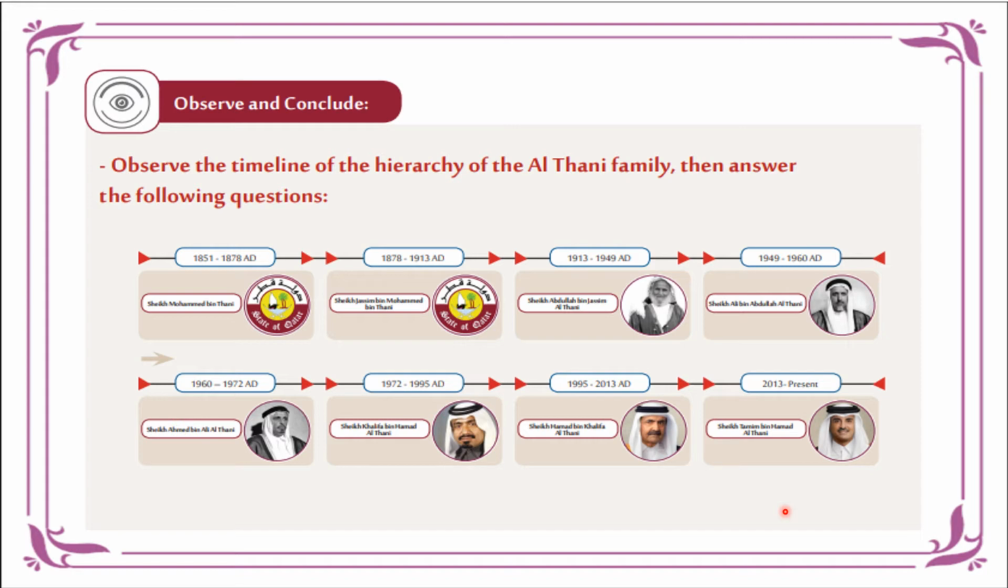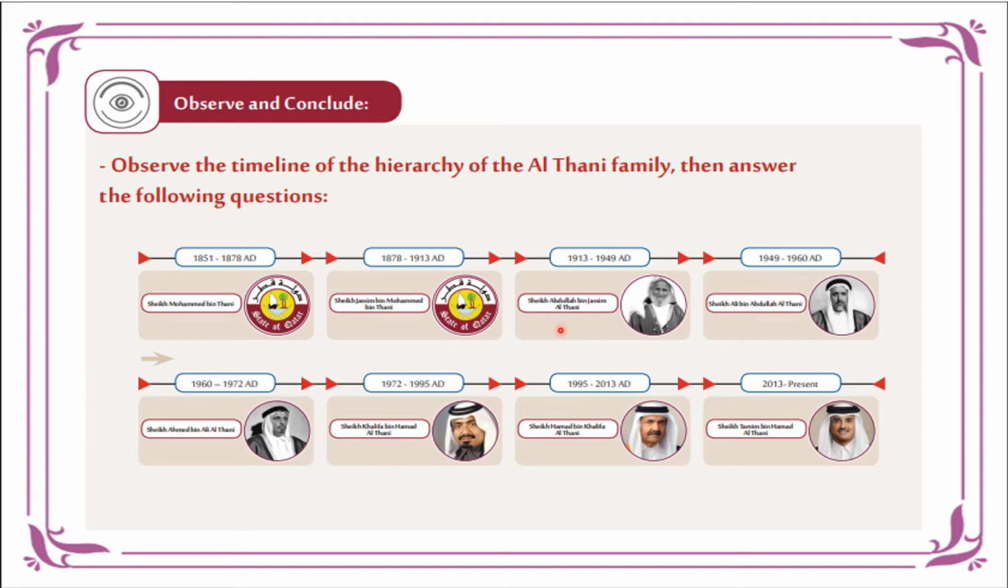Okay, so let's go to our questions. Let me see if you have understood the contents of this timeline. Who was the earliest ruler of the state of Qatar based on this timeline? The answer would be Sheikh Mohammed bin Thani, who ruled from 1851 to 1878 AD. Next question, who was the sheikh who had ruled from 1913 to 1949 AD? That would be Sheikh Abdullah bin Jassim Al-Thani, correct?